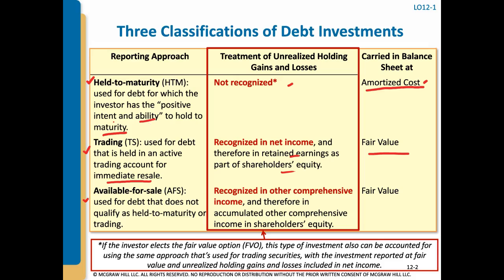The available for sale debt instrument is classified as anything that's not held to maturity and not a trading security. So if you don't meet any one of those qualifications, then the debt security will be accounted for using the available for sale rules. In those rules, the unrealized gains and losses are recorded as part of other comprehensive income, and they're carried in the balance sheet at fair value.